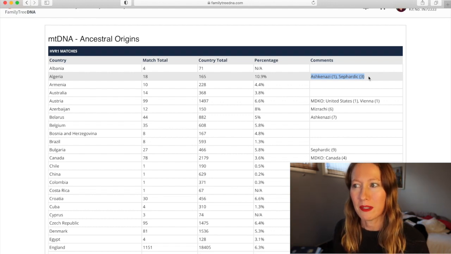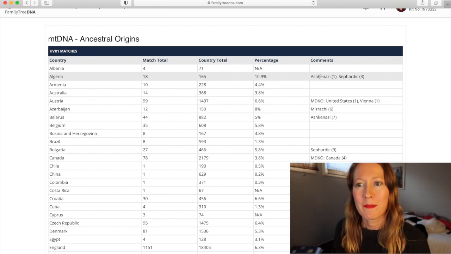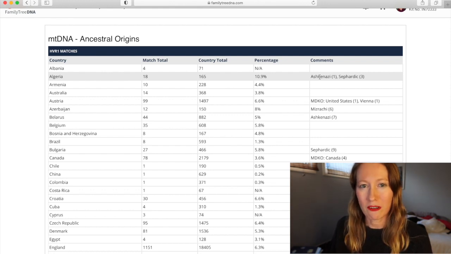So these break down the population. So they've put this here to say that out of these 18 people, some of them are from Ashkenazi or Sephardic population. So although they're from Algeria, they're telling me that they may be from a Jewish population within Algeria. So it's just that little bit of extra info.